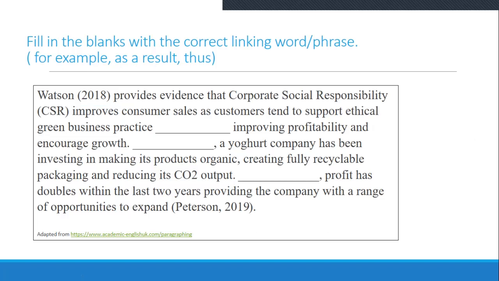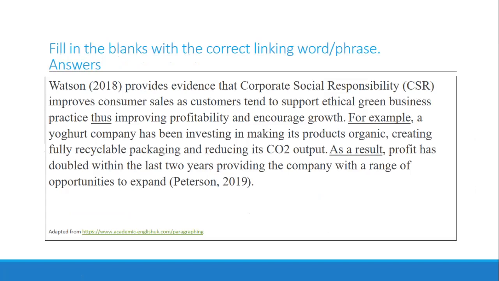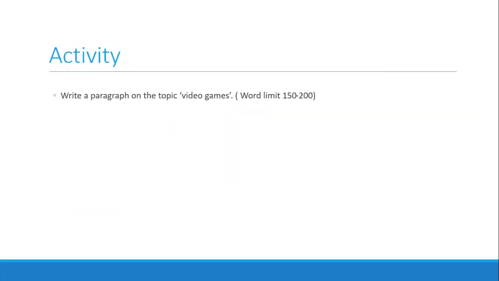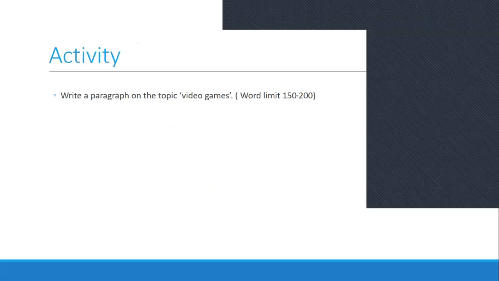So this is the activity that I gave in my previous slide, and that's it, students. That's all I have for you today, and I hope that I was able to clear doubts about paragraph writing, and I hope that I have not confused you, right? So there is this activity that I would like you to try on your own.